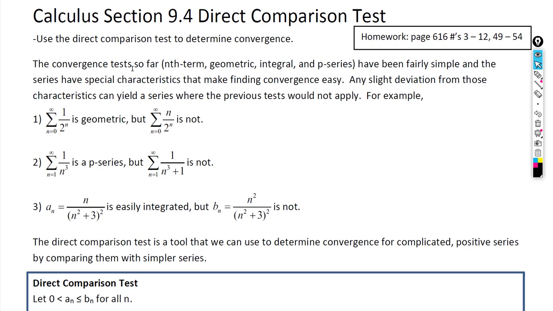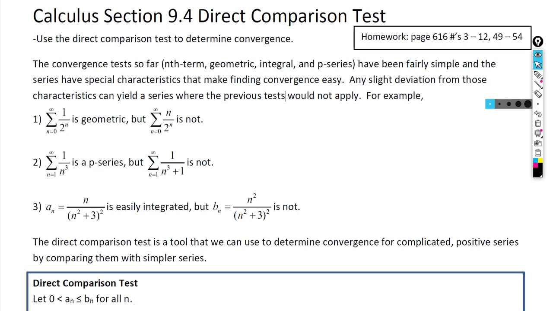So we've talked about some convergence tests so far: the nth term convergence test, the geometric, the integral test, and the p-series test. But they've been fairly simple, right? They have pretty special characteristics, and if we use the characteristics for each of those tests, we can find convergence very easily. But what happens if there's any slight deviation from those characteristics? We don't really know what to do yet, and any slight deviation can yield a series where we don't know how to proceed.